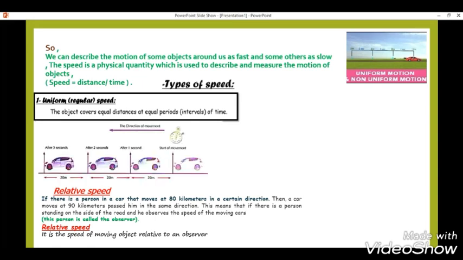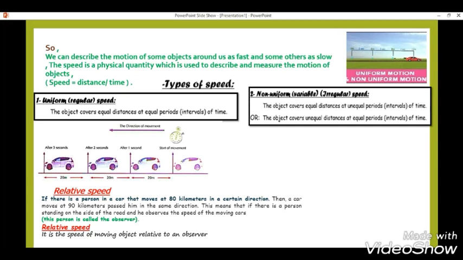So from the starting point, the start of movement, to the first distance, it covers, for example, 1 second, and from the first distance to the second distance, it covers 1 second, and from the second distance to the third distance, it covers also 1 second. So it's an equal period of time, 1 second, 1 second, 1 second. So it's uniform or regular speed.